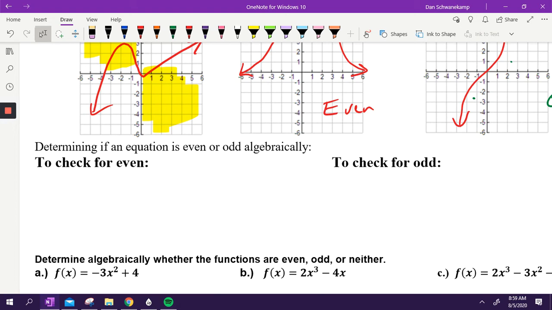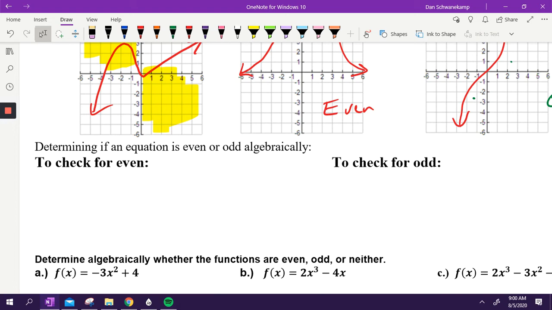Why don't we have a cool word for x-axis symmetry? It wouldn't be a function. If it has x-axis symmetry, it's going to fail the vertical line test. So we don't have a cool function word for it. We have even functions and odd functions. X-axis symmetry doesn't have a function, so it doesn't match.